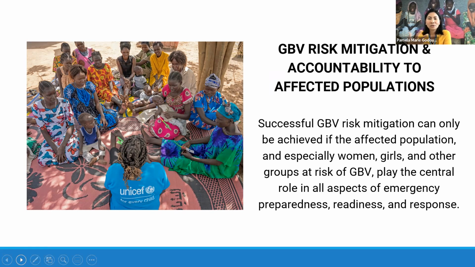So what can we jointly do with AAP actors in the clusters and in the field? We can share timely, relevant, and actionable information with communities, support the meaningful participation and leadership of affected people and women's rights organizations in decision-making processes and coordination mechanisms, whether at national or subnational level, and make sure that community feedback mechanisms are in place to enable affected people to comment on the performance of our humanitarian action, including having the capacity to receive sensitive matters such as sexual exploitation and abuse. All of these actions pertaining to accountability to affected populations support our GBV risk mitigation work.